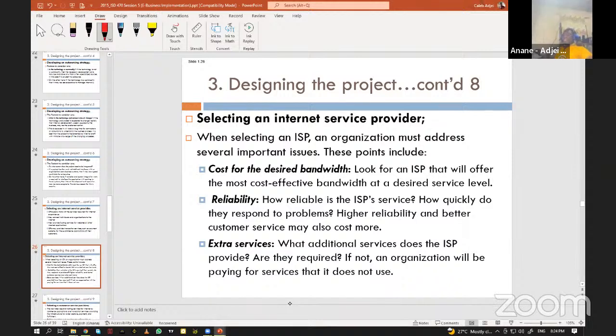Then the next thing is extra services. What additional services does the ISP provide? Are they required? If not, the organization will be paying for services which they do not use. So what we can do here is that, apart from the internet service that we are receiving from our service providers, we want to find out if there are other services they are providing, and whether we need them. If we don't need them, can we renegotiate with them to take those out to reduce our internet service costs? If not, we will be paying for some services we might not even need.